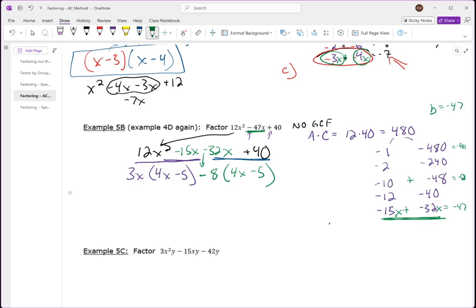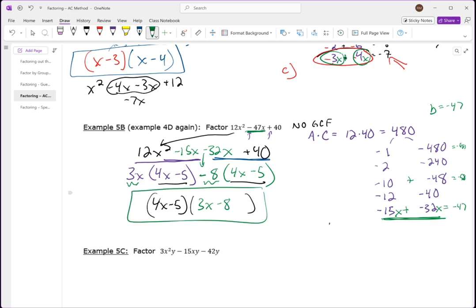I'll know I did it correctly if I see that same factor there. And I'm going to factor that out. And remember, what I'm going to be left over with is 3x minus 8. Now, I'm not going to go through and multiply that out to check my answer because I'm feeling pretty good about it.